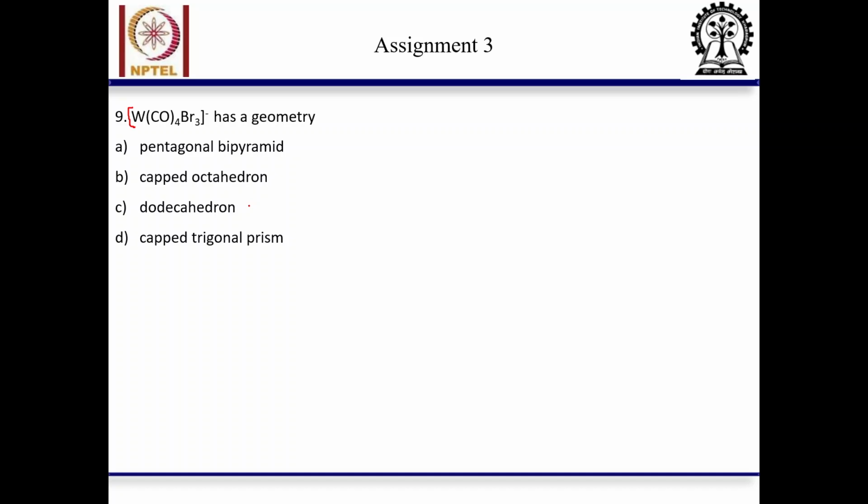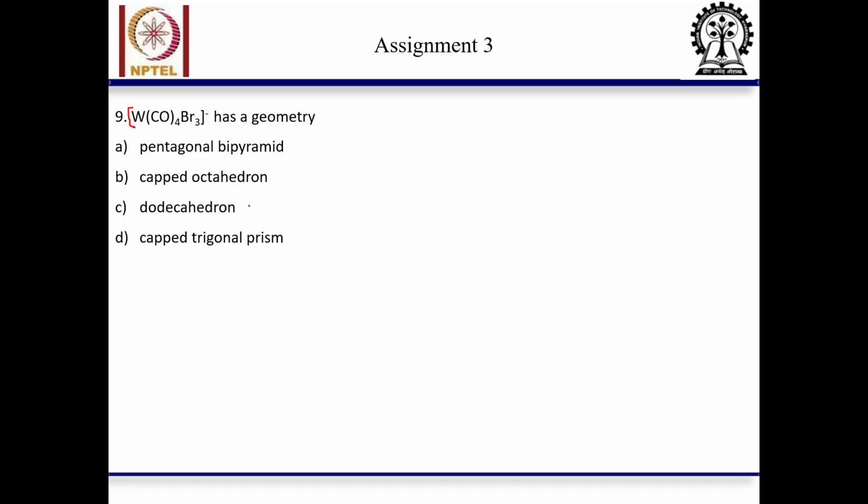Dodecahedron is completely wrong, right? Because dodecahedron is for coordination number 8, not coordination number 7. So what is the possible geometry for the coordination number? First you see what the coordination number is. Here the coordination number is 7. So what are the possibilities for coordination number 7?